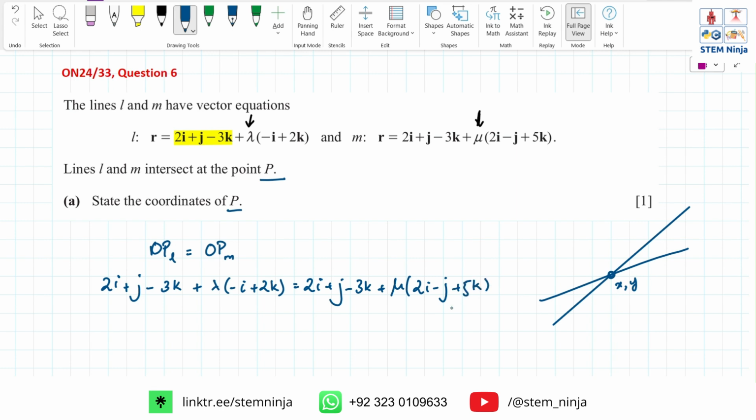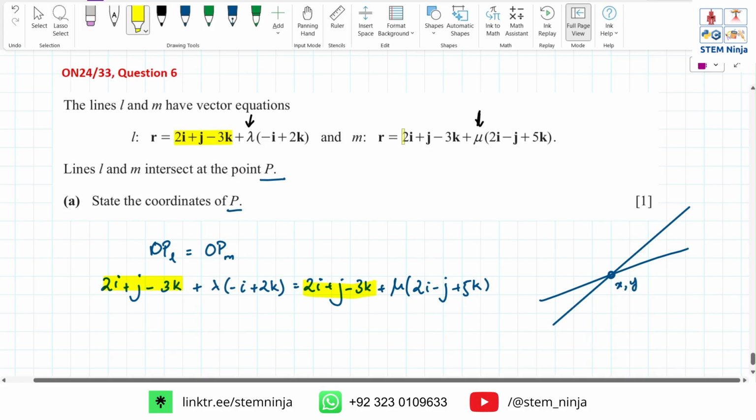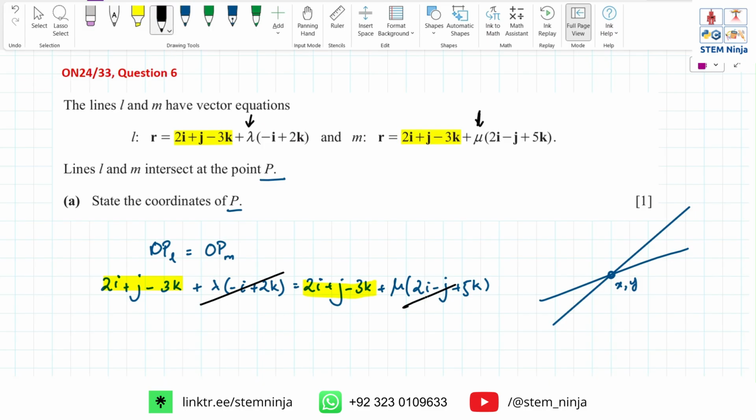Now, we don't actually have to even solve this question because we can see that this is the point that's common in both of these lines. If we cancel these out, these two are equal to each other. So this is the OP, so OP gives the coordinates of P. Since this is the position vector, 2i plus j minus 3k, the coordinates of P would be 2, 1, minus 3. Easy.